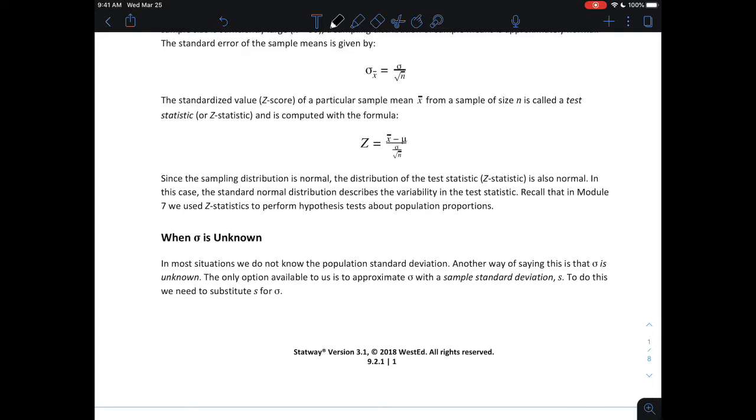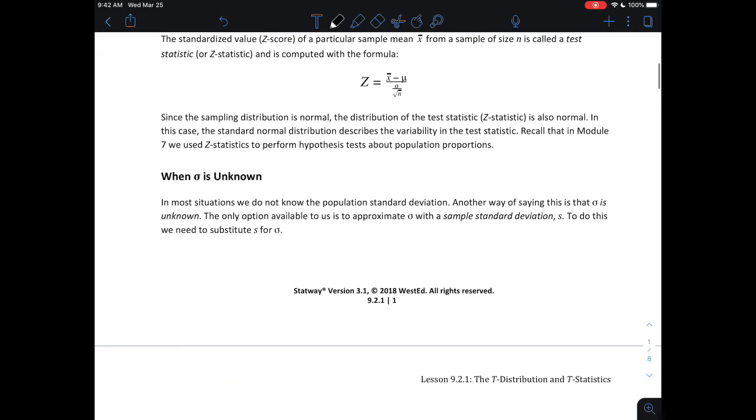So now, when sigma is unknown. In most situations, we do not know the population standard deviation. Another way of saying this is that sigma is unknown. The only option available to us is to approximate sigma with a sample standard deviation, s. To do this, we need to substitute s for sigma. So again, notice that lowercase s is the symbol that stands for sample standard deviation. That's something that we saw back in Module 2.